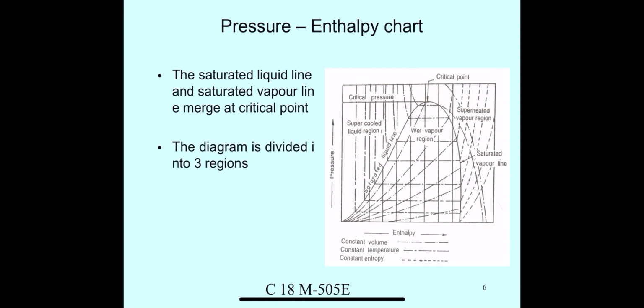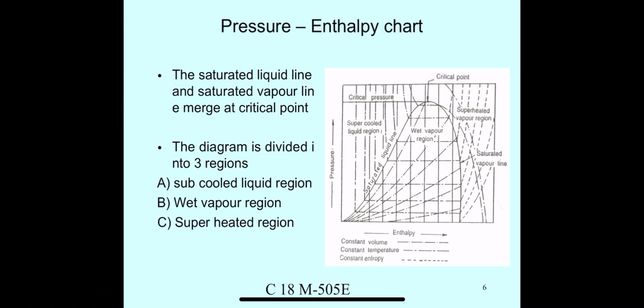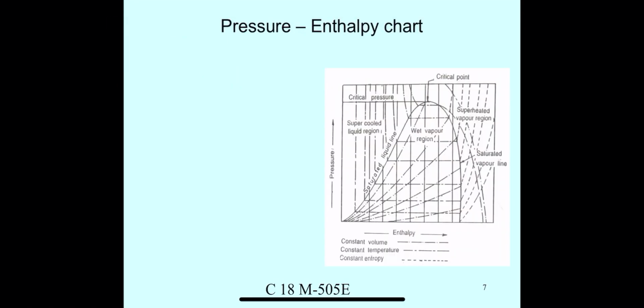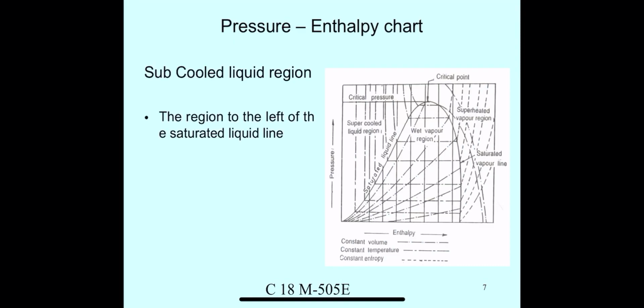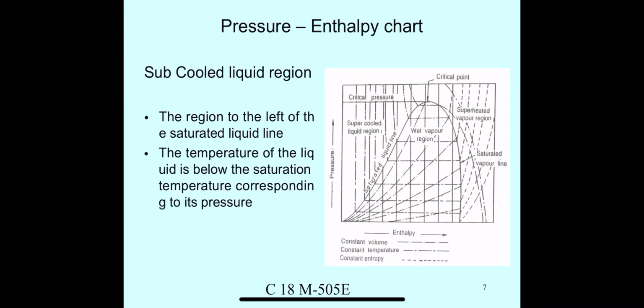The diagram is divided into three regions. One is the subcooled liquid region, another one is the wet vapor region, and another one is the superheated region. Here the subcooled liquid region is nothing but the region to the left of the saturated liquid line. Whatever is to the left of the saturated liquid line is called the supercooled liquid region or subcooled liquid region. The temperature of the liquid is below the saturation temperature corresponding to its pressure. Here the total heat is sensible heat.